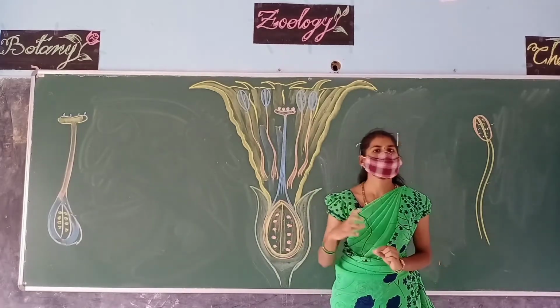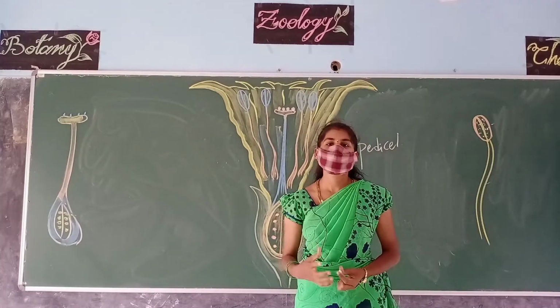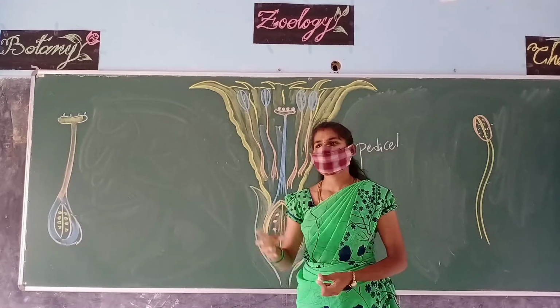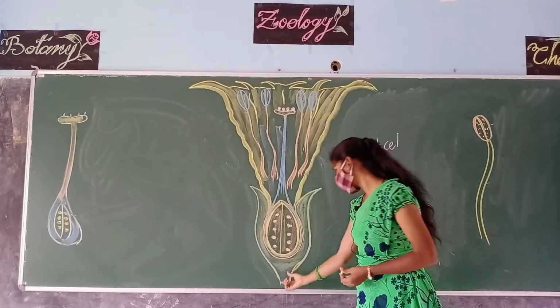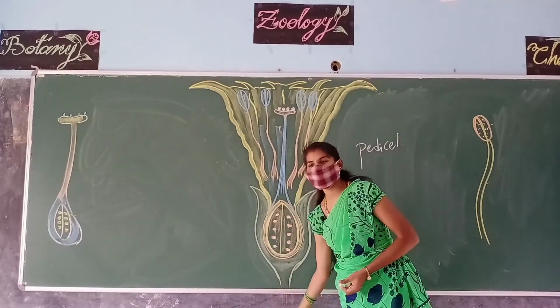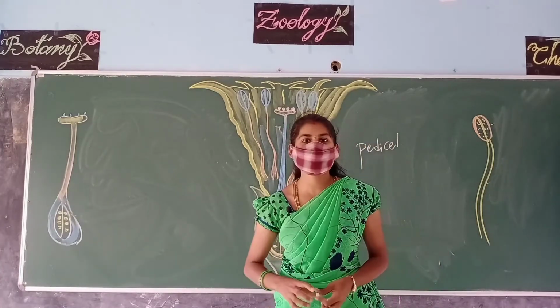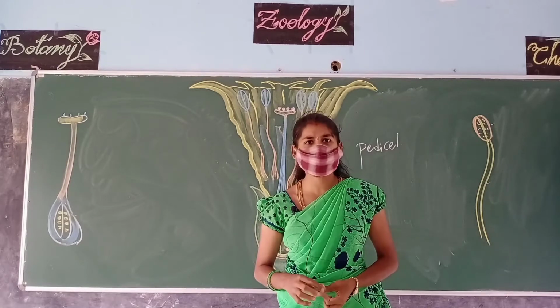A flower which is having a stalk, that is a pedicel, is called a pedicellate flower, right? Few flowers you could see without this stalk, that is without a pedicel. Such flowers are called sessile flowers, where the pedicel is absent.